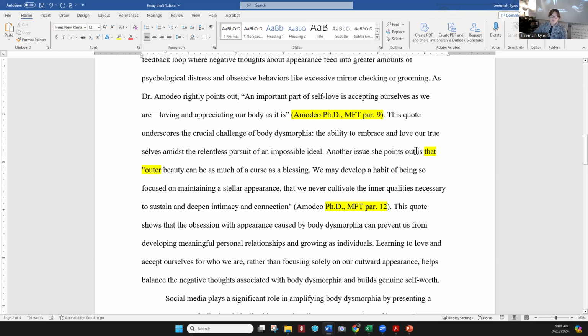But even if we just left it as "another point she points out, outer beauty can be as much of a curse as a blessing," that doesn't really sound right. "Another issue she points out is outer beauty can be whatever, blah, blah, blah." That's fine, but you would not have a comma here. Is that outer beauty can be as much of a curse as a blessing.